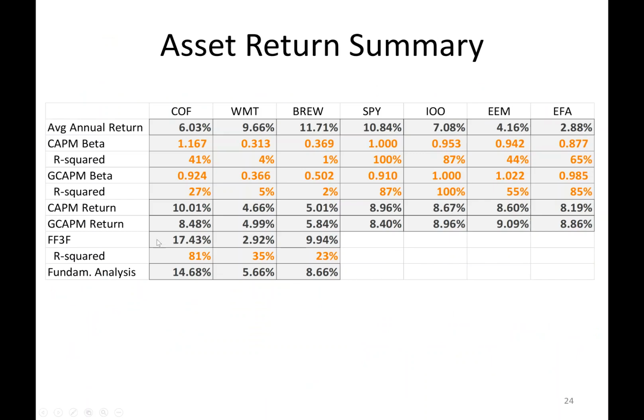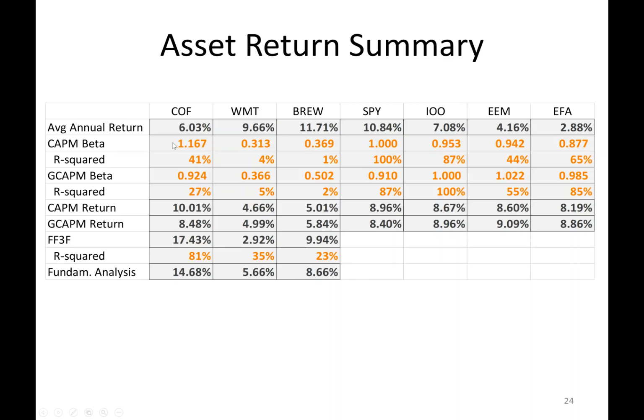Now summarizing, you can see we've used several different models to estimate expected returns. Actually, the first one wasn't a model at all. It just said, I expect the future to look like the last 5 years. Therefore, I expect, say, Capital One to have an expected return of 6.03. Then I use CAPM. CAPM is a model that says the primary risk measure of an asset is going to be its beta, its sensitivity to the market.